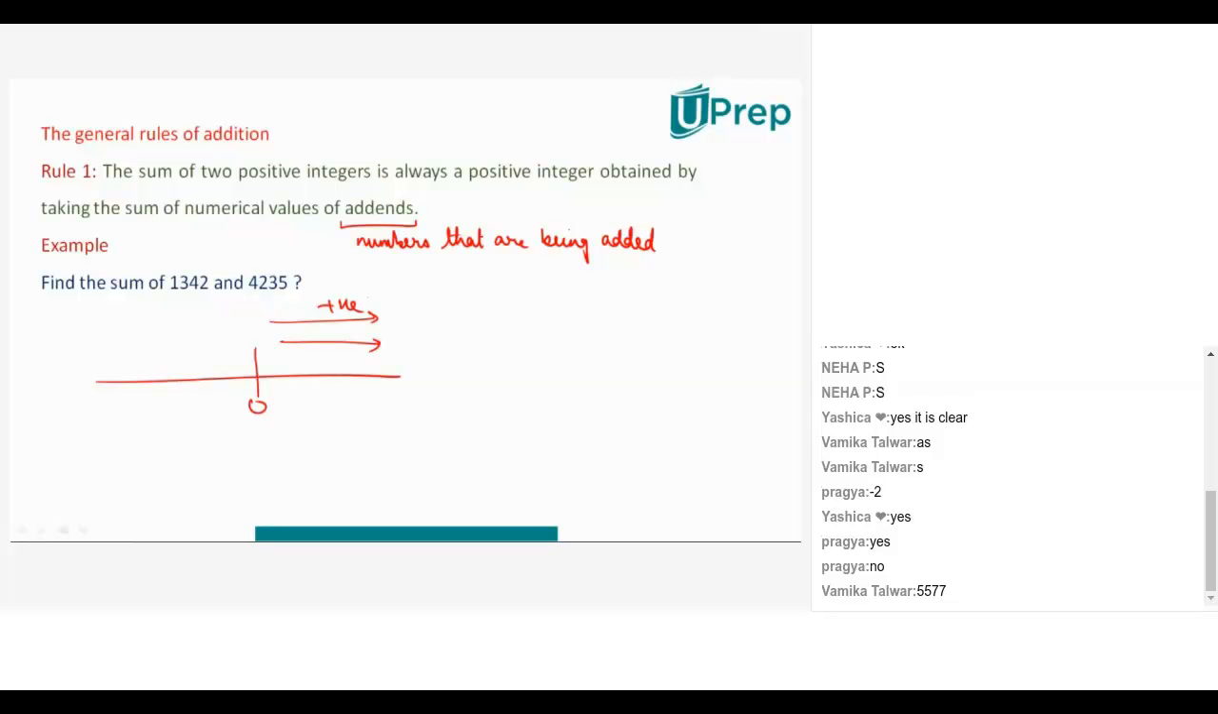Now what is this question? Look at the example. He says find the sum of 1342 and 4235. What's the answer for this, guys? Type in the answer real quick. It should not take you more than 10 seconds. So what is the question? Find the sum of 1342 and 4235. You can see my screen, right? Yes, sir. Right. Let me just do it.